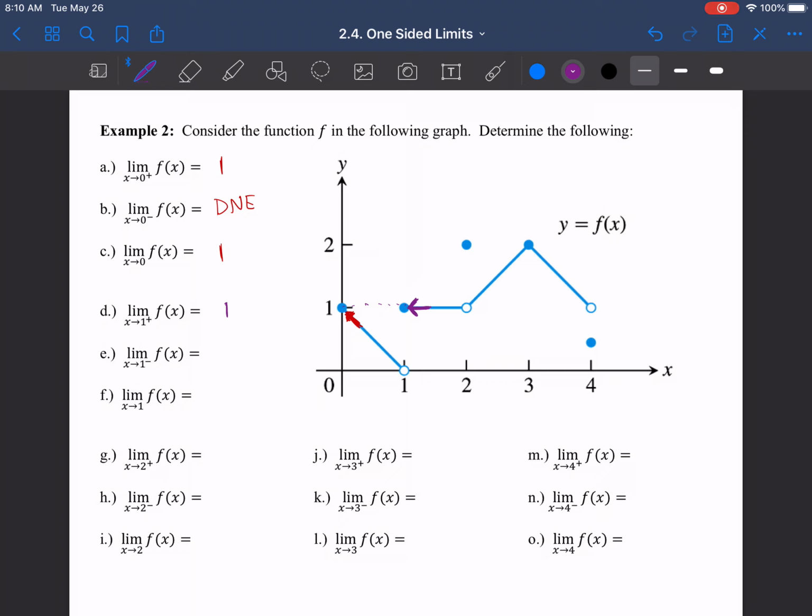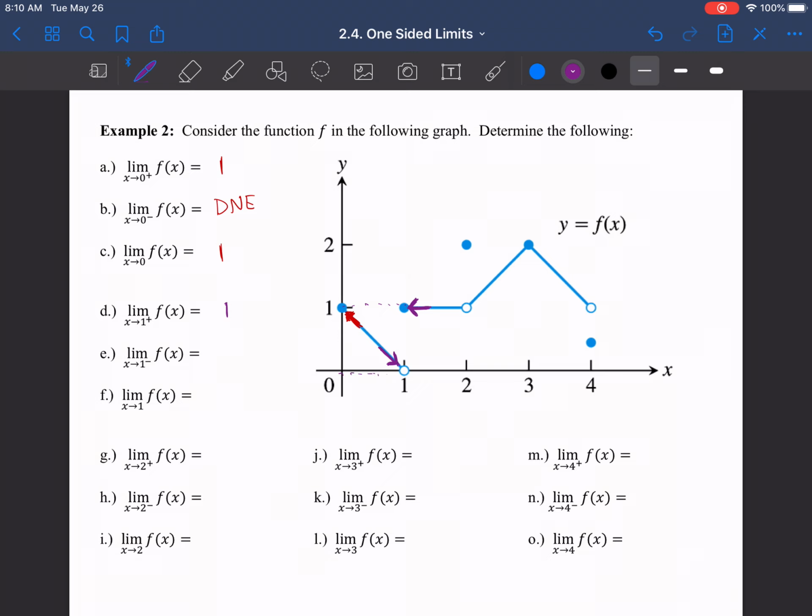If I look at the limit as x goes to 1 from the negative side, then I have to come from the other side, from the negative side, which means I'm coming this direction, moving along the line from the left side. And as I do that, I keep getting closer and closer to 0, right?